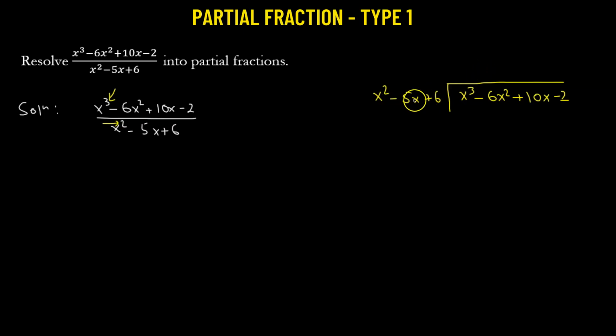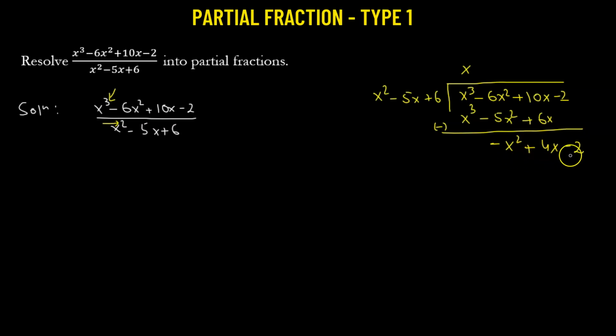Now we need to multiply x squared minus 5x plus 6 with something so that we get the first term equal to x cubed. So that should be x. x squared times x becomes x cubed. Then negative 5x times x becomes negative 5x squared. Then positive 6 times x becomes positive 6x. So we subtract: x cubed and x cubed go away, minus 6x squared minus negative 5x squared gives us negative x squared. Then we have 10x minus 6x, so that's positive 4x, minus 2.